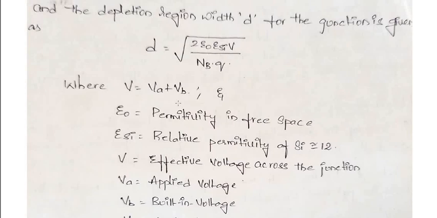Total voltage is VA plus VB, where VA is the applied voltage, meaning how much voltage we are applying to the particular IC or chip, and VB is the built-in voltage, the potential which is already built in. Whereas Nb is the doping level of the substrate.